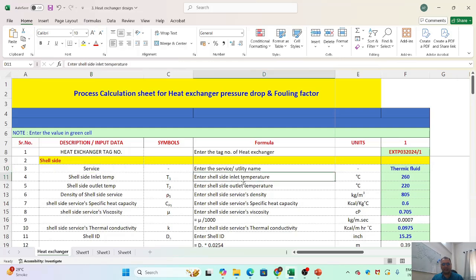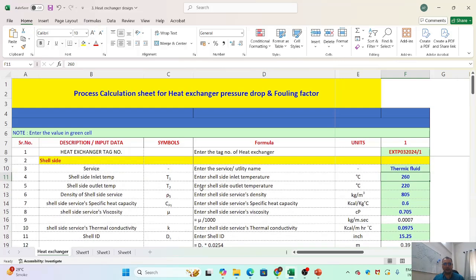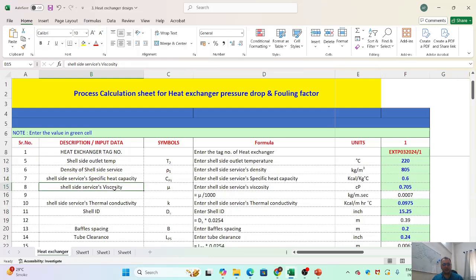Now inlet shell side temperature. So in the green boxes, you have to inlet all the values. So just like I have entered 260, enter shell side outlet temperature, it is 220. Similarly, you will have to inlet all the material properties of that particular fluid which is on the shell side. Here are different properties which are given, like density of the shell, then heat capacity, then viscosity of the shell side fluid. And most importantly, you will have to enter shell ID, that is internal diameter of shell ID.